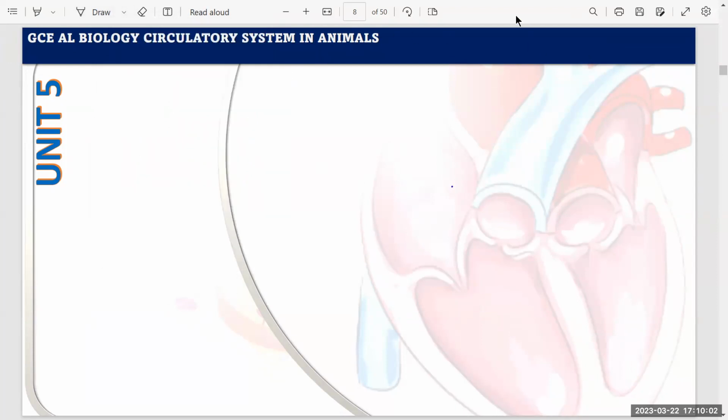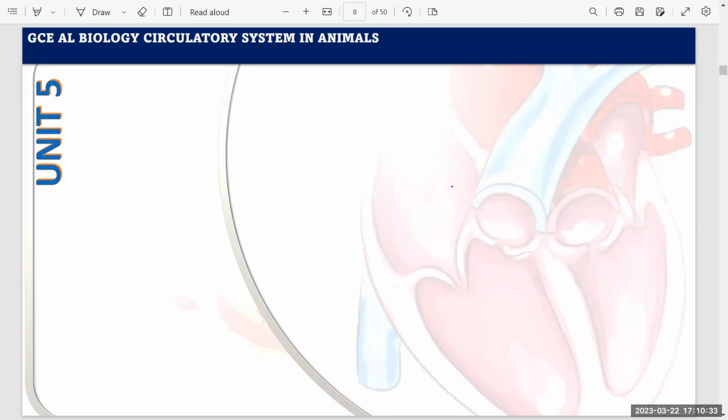Okay, last week we were discussing transport of gases in blood. Of course, only carbon dioxide and oxygen. I think oxygen is very straightforward: it binds with hemoglobin, and then it is transported. But carbon dioxide transport is a bit complicated.